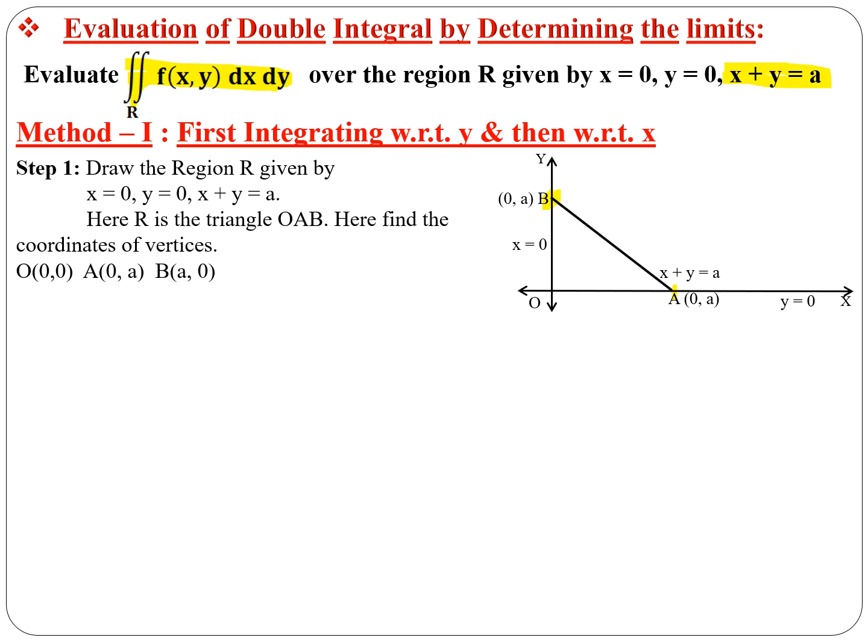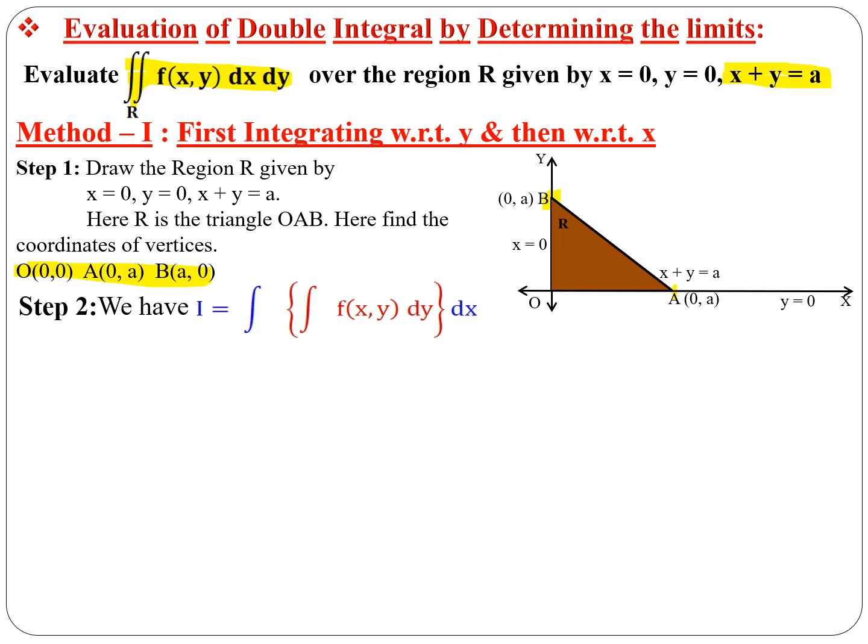Whenever you draw all the lines and they intersect each other, it is very necessary to always find the intersection points. Like here, the O point is (0, 0), the A point is (a, 0), and the B point is (0, a). Always write these down. Now we have to identify which is our area, bounded by all these three lines. It is the triangular shaded part, the area bounded by x equal to 0, y equal to 0, and the line x plus y is equal to a.